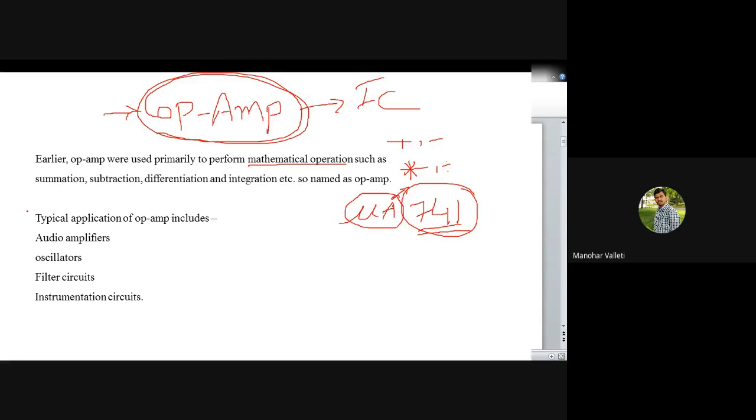If you see the typical applications of this op amp, we will use it in audio amplifiers, oscillators, filter circuits, and instrumentation circuits. Audio amplifiers, as you know, are used in a PA system, the public addressing system. Generally, wherever you see a mic and a loudspeaker, that is a PA system. Inside that PA system, audio amplifiers will be there. So for audio amplifiers, we will use op amp.